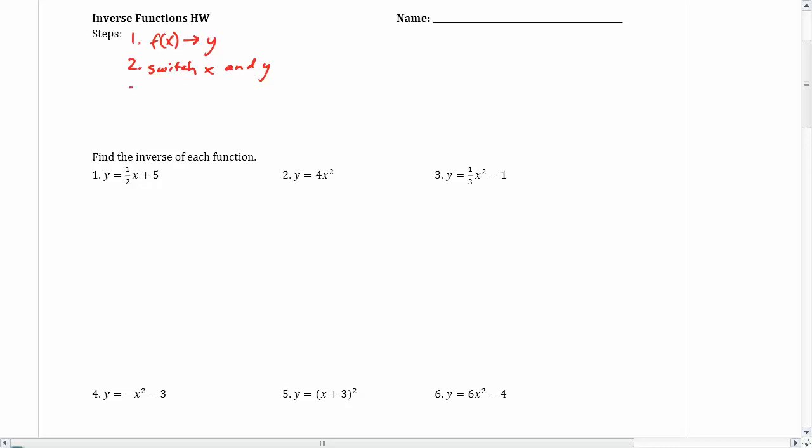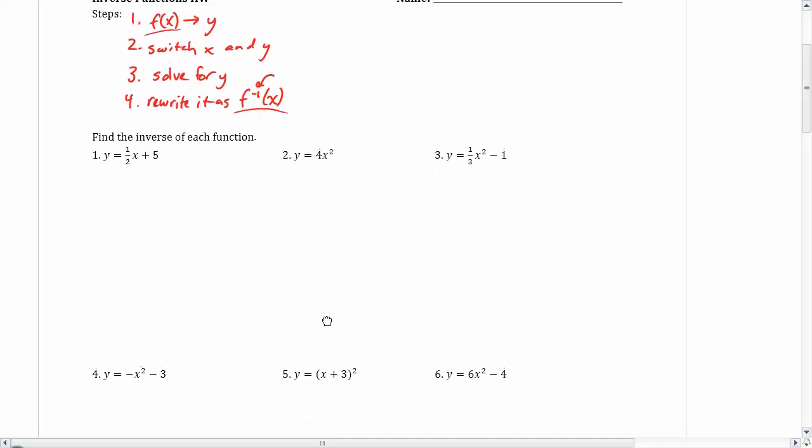So thirdly, you want to solve for y, and then at the end, rewrite it as the f inverse of x. So this -1, it kind of looks like an exponent notation, is the inverse notation. So it means this is the inverse function of f, whereas we started with the original f function, now this is the inverse function. So we'll follow each one of those steps.